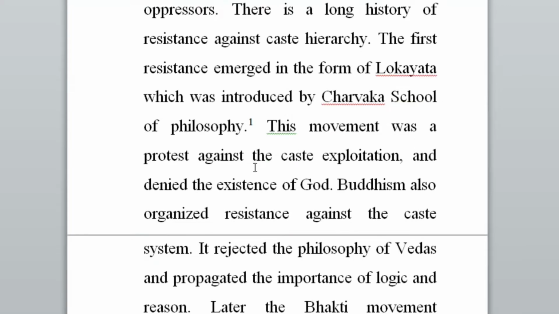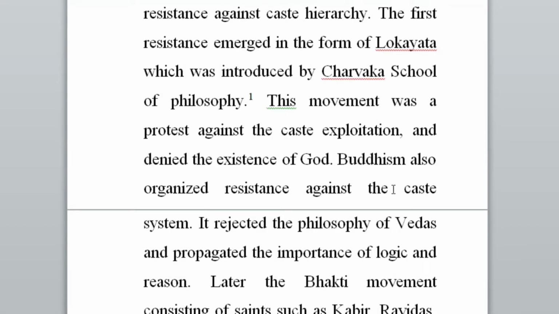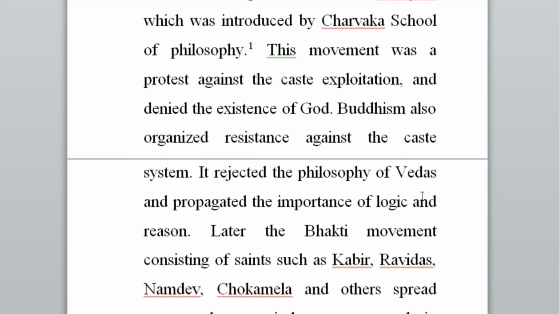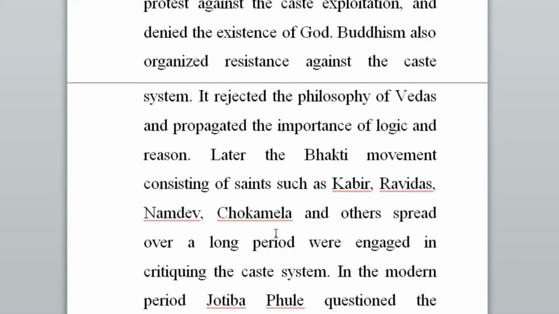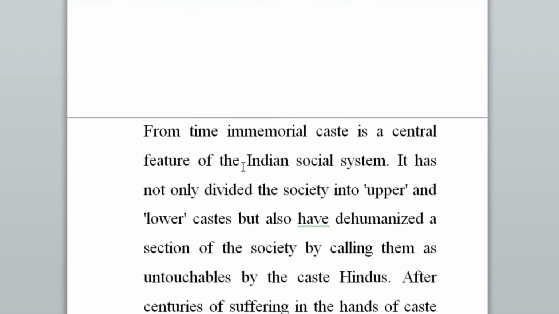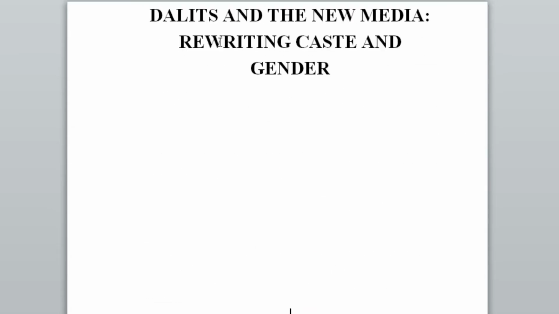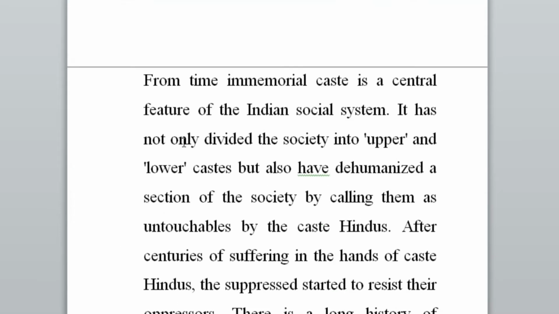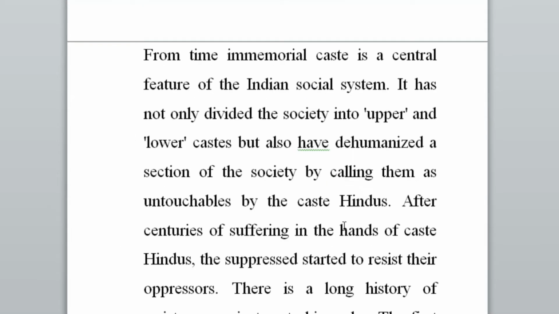Buddhism also organized as a resistance against the caste system. It rejected the philosophy of Vedas and propagated the importance of logic and reason. Now you see the topic is Dalit and the New Media, Rewriting Caste and Gender. So in this, the student is trying to make the introduction of the caste system from history and how this caste system is starting. So you know what the references are?